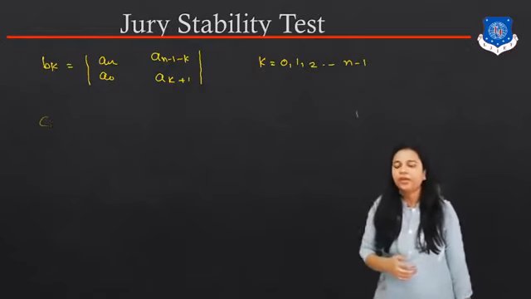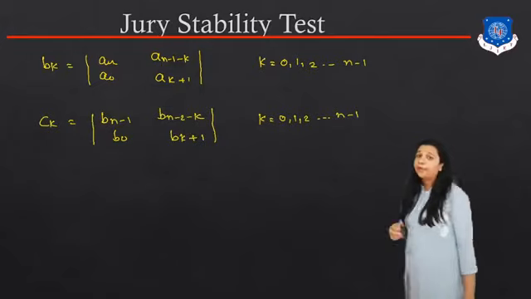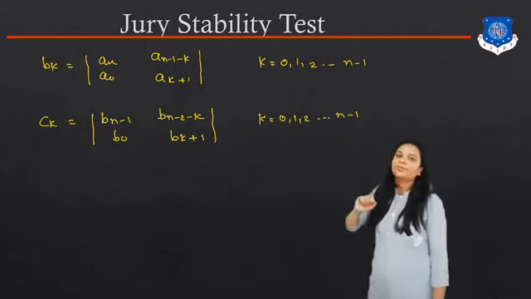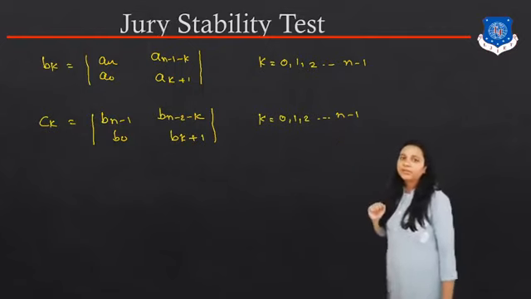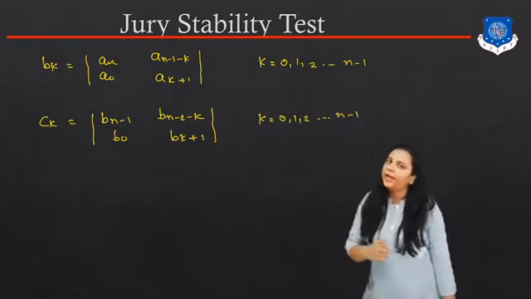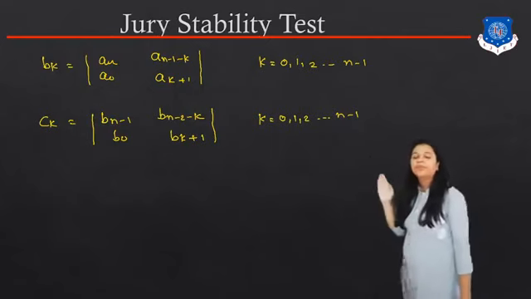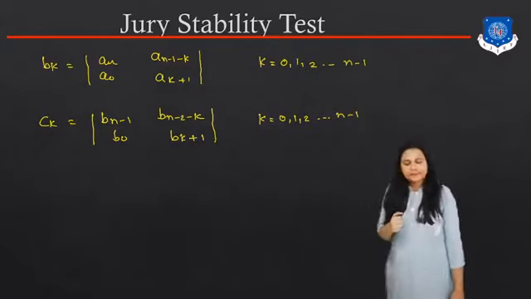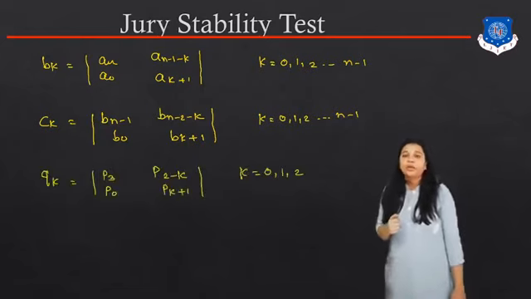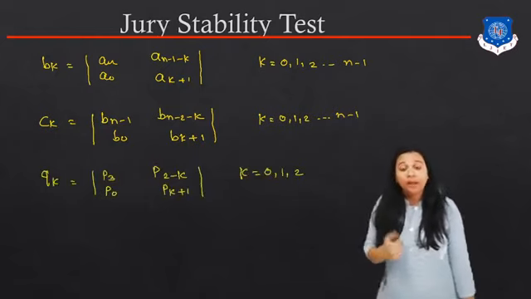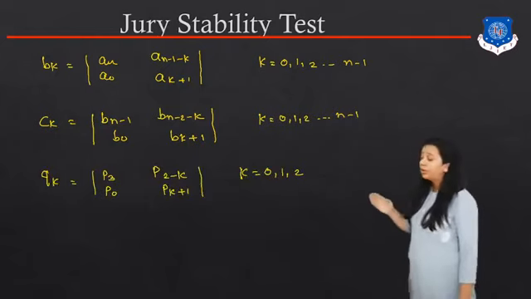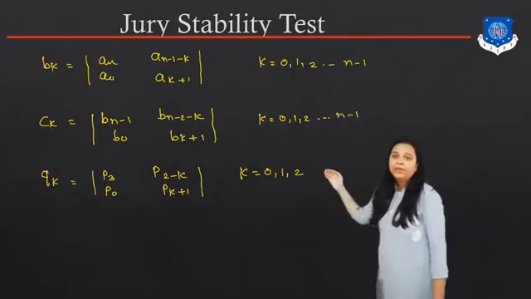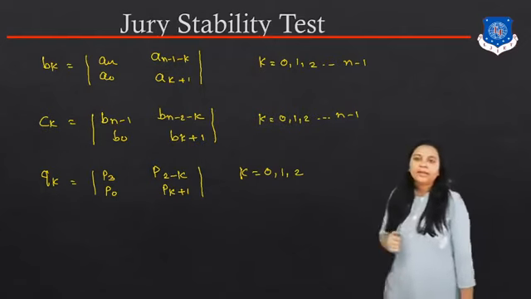Okay. Now the next is c k. How to find c k? The formula is the matrix with bn minus 1, bn minus 2 minus k, b0 and b n plus 1. Same like, k is valid from 0 to n minus 1. So using this matrix, we have to find the values of c0, c1, c2 up to cn minus 1. Okay. Now to find out q k, again k is valid from 0, 1, 2. So q k is equal to the matrix with p3 that we found in the above row, then p2 minus k, p0 and p n plus 1.